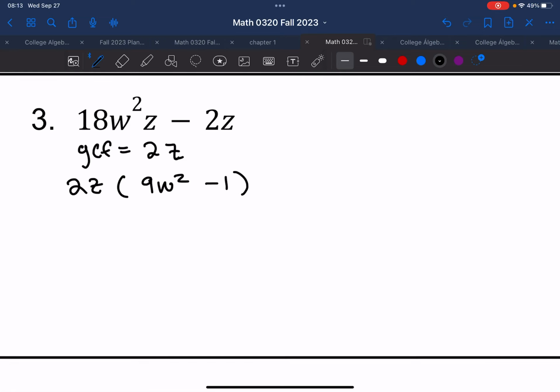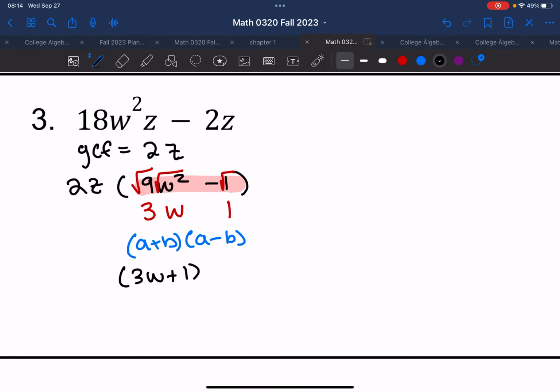And what am I left with in my second term? Minus 1. Okay, now let's look at only this inside part. Do we now have perfect squares? Yeah, so we could take the square root of 9 and get what? 3. Square root of w squared? W. And the square root of 1? 1. So we're still using that a plus b, a minus b. So that tells us inside the parentheses we have 3w plus 1 and 3w minus 1. What do we do with that 2z? Bring it down.